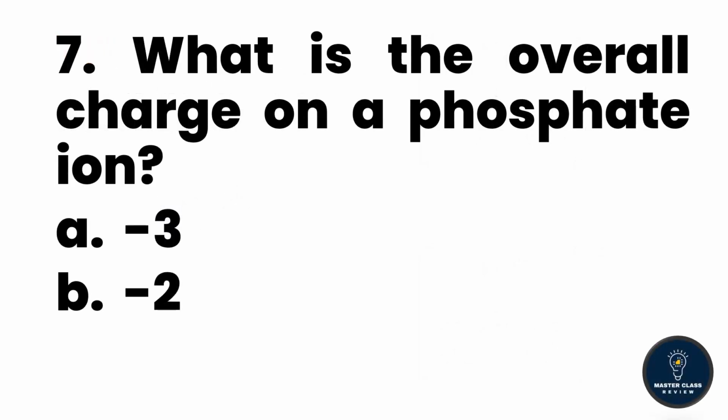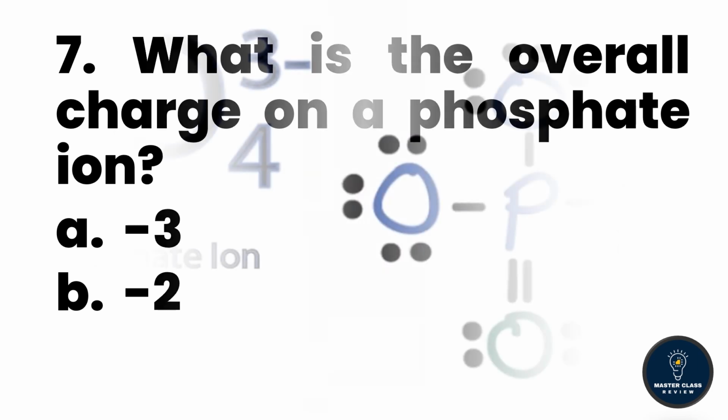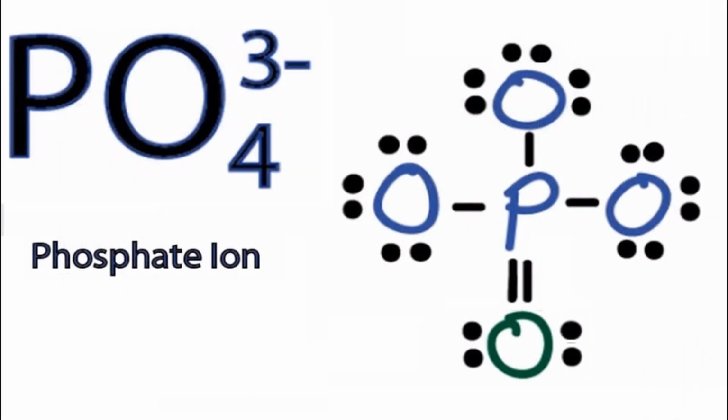What is the overall charge on a phosphate ion? The correct answer is letter A, negative 3. Sorry, I forgot to highlight. Take a look at this.